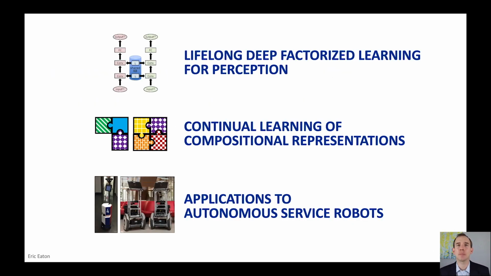And so these are some of the topics which I'm going to start talking about how we've been trying to address in this talk. And I'm specifically going to talk about three things. The first is lifelong deep learning for perception. And then we're going to transition it into a more structured form of knowledge in terms of composable representations, looking at that both for perception as well as for reinforcement learning. And then I'm going to conclude with talking about applications to autonomous service robots. So first we'll touch on lifelong deep learning for perception.